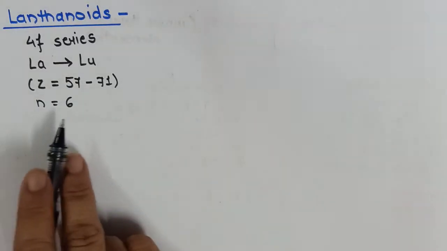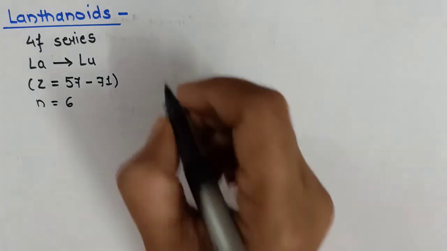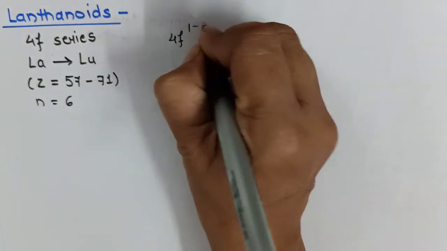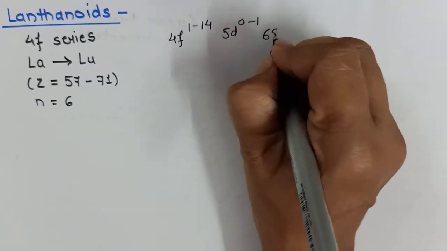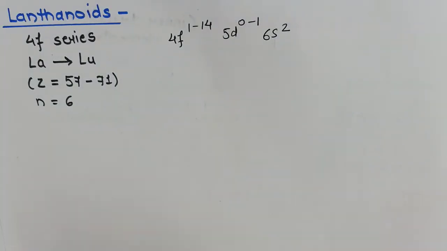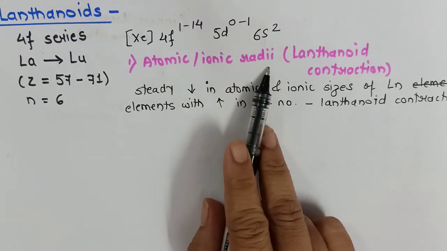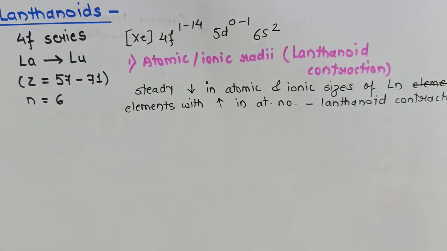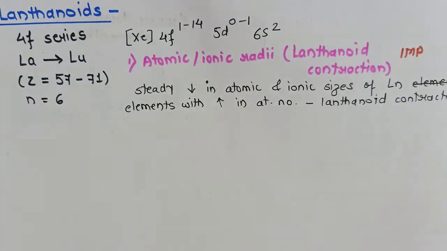So in lanthanoids n equals 6. Using the general configuration we will decide the configuration of lanthanoids. It is 4f 1 to 14, 5d 0 to 1, 6s2. So this is the configuration of lanthanoids. Now we will study various trends in lanthanoids. The first we are going to discuss is atomic and ionic radii, what is called lanthanoid contraction. Now this topic is very important, and a direct question is asked: what do you mean by lanthanoid contraction, what are its consequences, etc.